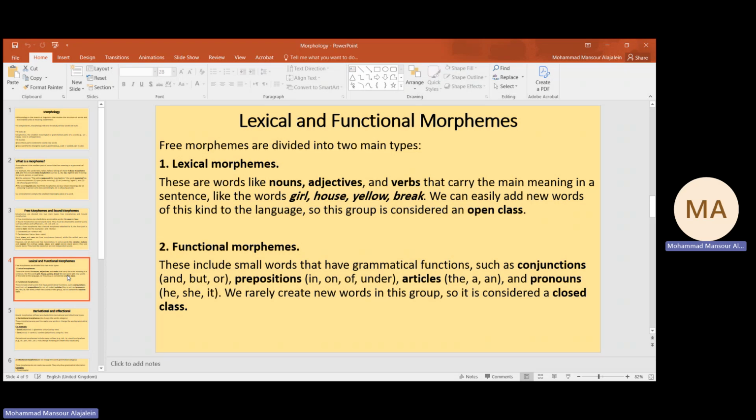it's a functional morpheme. So lexical morphemes, like nouns, adjectives, verbs, adverbs, etc., are called open class. Why are they called open class? Because we can easily add new words of this kind to the language. And on the other hand, functional morphemes are referred to as closed class because we rarely create new words in this group.